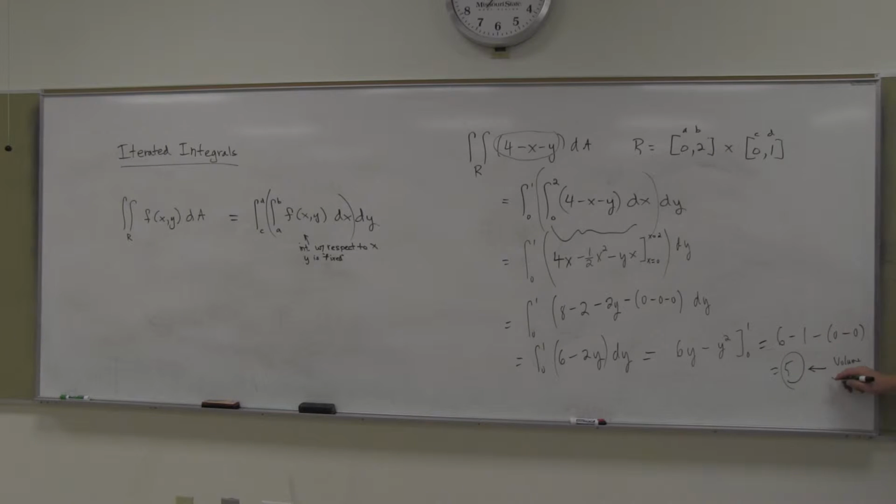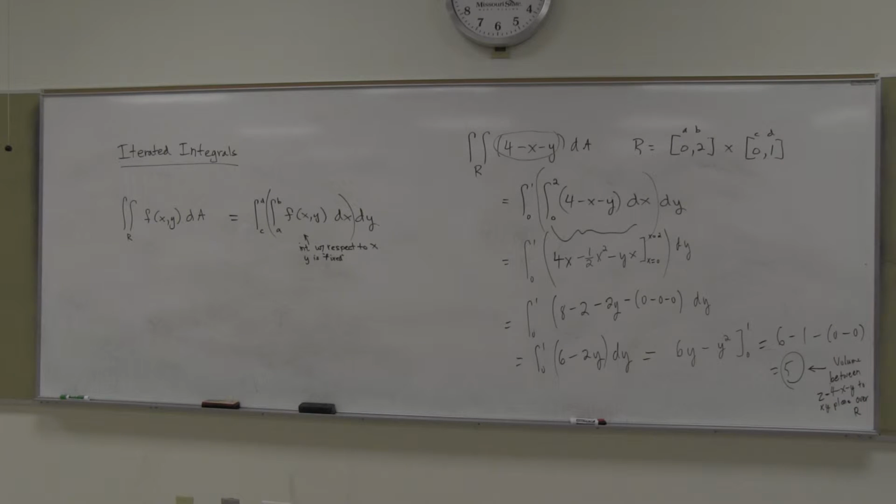Let's say from z equals 4 minus x minus y to the xy plane, let's say it this way, the volume between z equals 4 minus x to the xy plane over this R region.